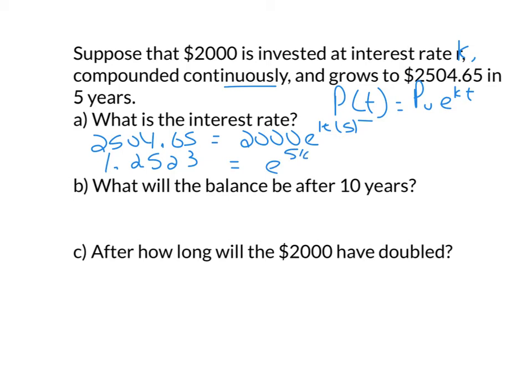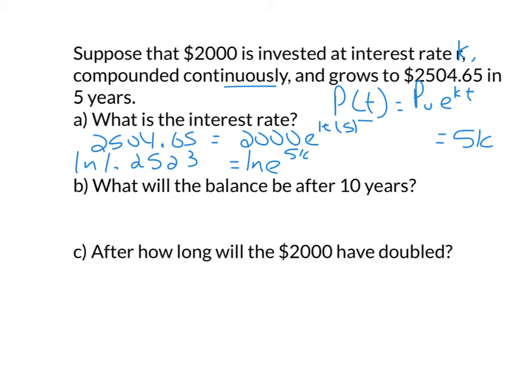Now, here's the secret to doing this. Once you get there, you need to get the E gone. You need the K by itself. So what I'm going to do here is what we did yesterday. I'm going to do ln of both sides. When I do natural log on both sides, one side just becomes 5K. The other side you can punch straight into your calculator in a second.